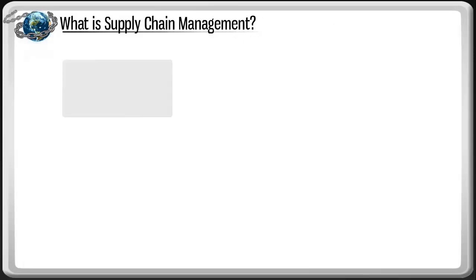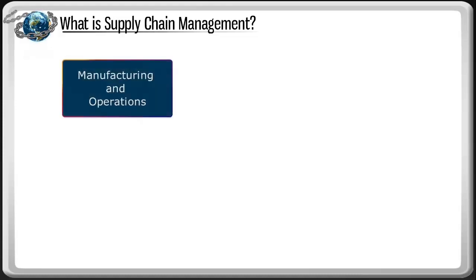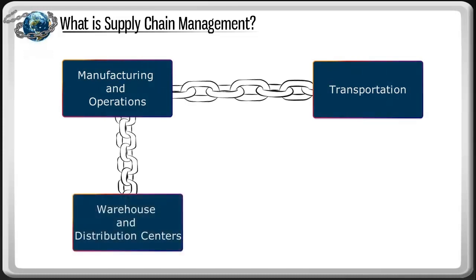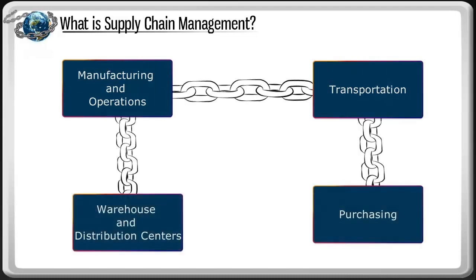There are four main links that make up the supply chain. They are manufacturing and operations, transportation, warehouse and distribution, and purchasing. Let's take a look at the main links.